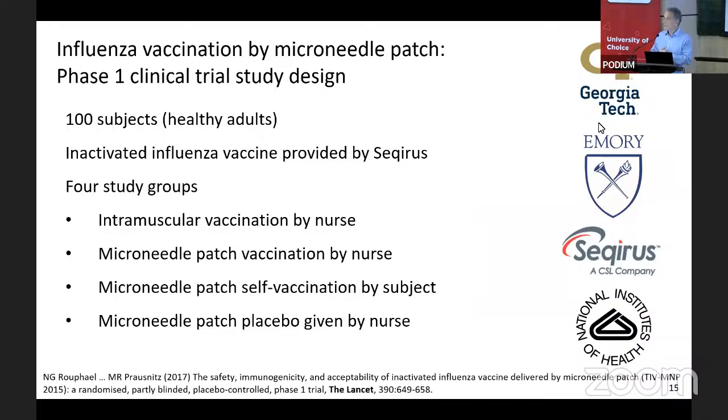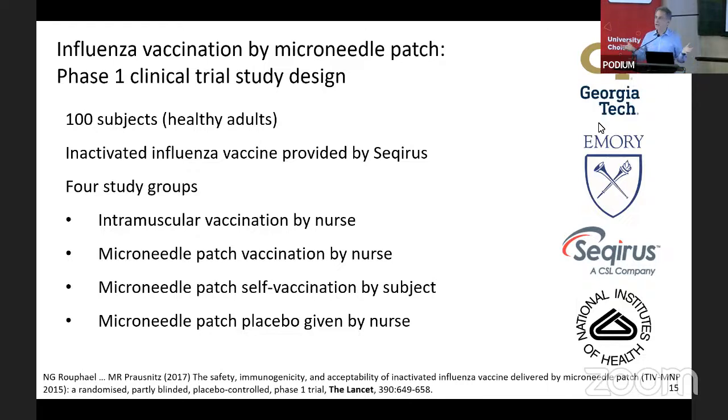So that led us to use these patches in a variety of studies. And what I'd like to highlight for you is 2 clinical trials. The first one is a clinical trial of influenza vaccination, which we carried out at our sister university in Atlanta, at Emory University. There were 100 healthy adults in this study. We administered inactivated influenza vaccine provided by Seqirus. Seqirus is one of the major international flu vaccine manufacturers.